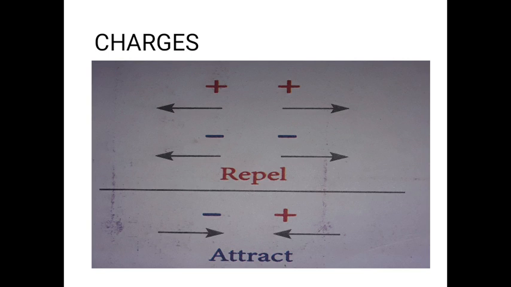Proton is positive, electron is negative, so they attract each other. If both have negative charges, they will repel. If proton also had negative charge and electron also had negative charge, they would repel. But proton has positive charge and electron has negative charge, so they attract each other. From this you can say that like charges will repel, unlike charges will attract each other.